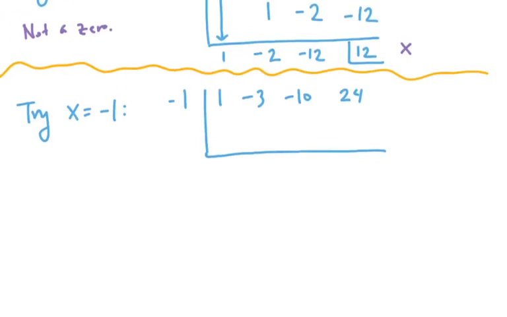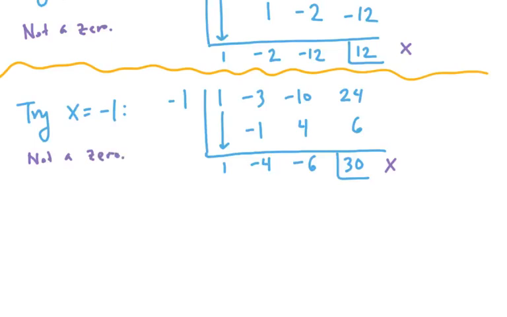All right, so again, I drop, I multiply, I add, I multiply, I add, I multiply, and now it looks like my remainder is 30, definitely not 0. So that means x equals -1 is unfortunately, again, not a 0.